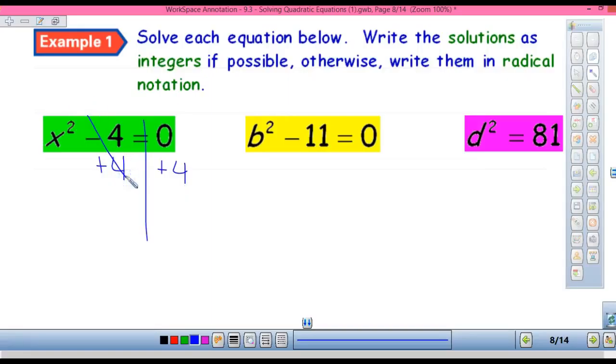That goes away. What do I have left over here? X squared equals 4. Now what do I have to do? I have to take the square root of 4. How many answers am I going to get? 2. So my answer is going to be x equals 2, x equals negative 2. Good.